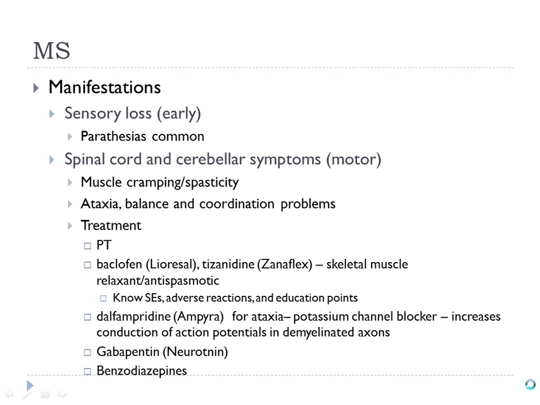This Ampyra, it's for the walking, and it's a potassium channel blocker. It helps the transmission of the impulses get where it needs to go so that we can have muscle contraction and action. And gabapentin is more for paresthesia, or for the pain, the nerve pain. Benzodiazepines, which you know all about, would help with spasticity.